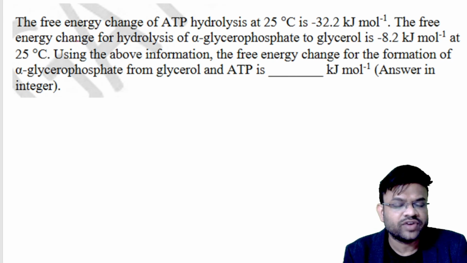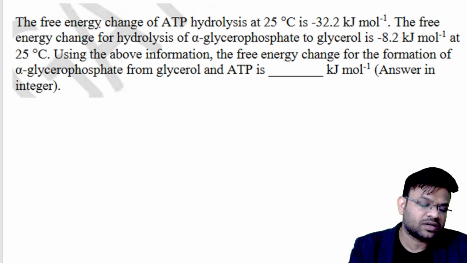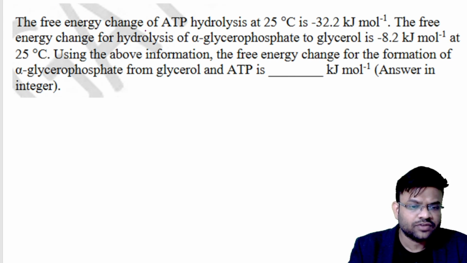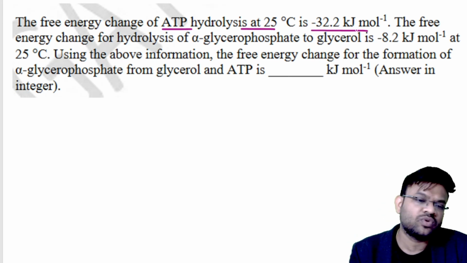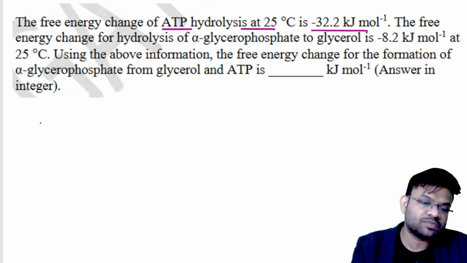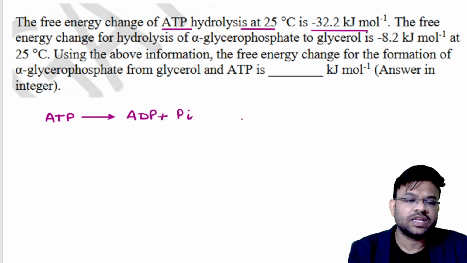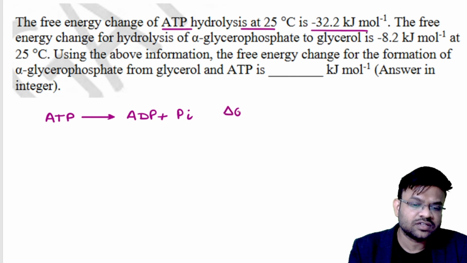The free energy change of ATP hydrolysis at 25 degrees centigrade is minus 32.2 kilojoule per mole. Let me just quickly mark down the important points. Now what do I mean by ATP hydrolysis? By ATP hydrolysis, I simply mean that ATP is breaking down into ADP plus Pi. Now they are giving the free energy change, or the delta G change, equal to minus 32.2 kilojoule per mole.